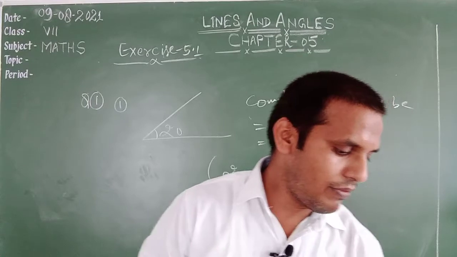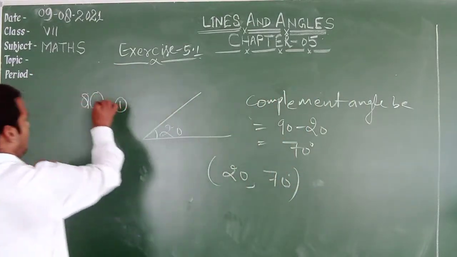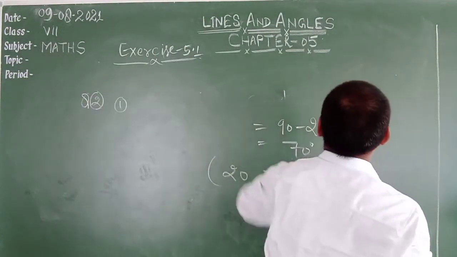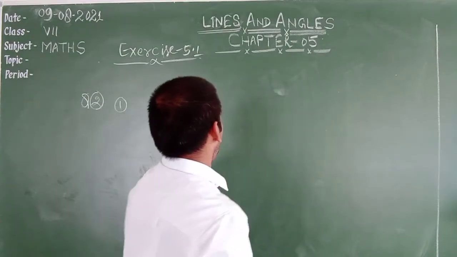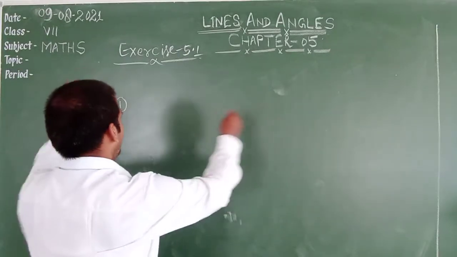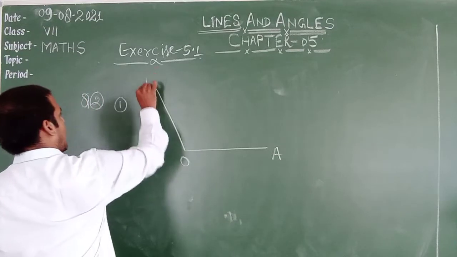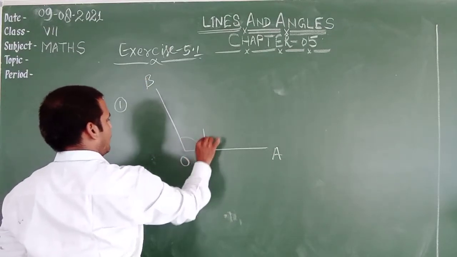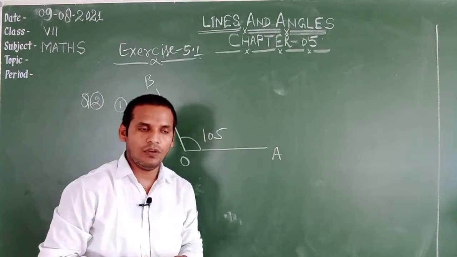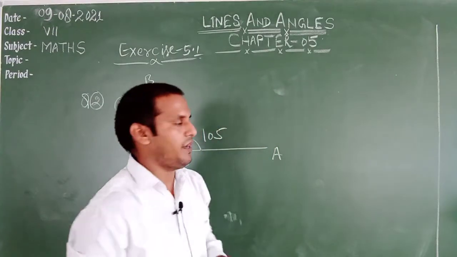Second question is to find the supplement angle. Same question, supplement angle. We know what a supplementary angle is. If the sum of two angles is 180 degrees, and the first angle is given, suppose 105, angle AOB, the first angle is 105. The question asks what is the supplement angle? Simple, we know that if the sum of any two angles is 180 degrees, then these angles are supplement angles.